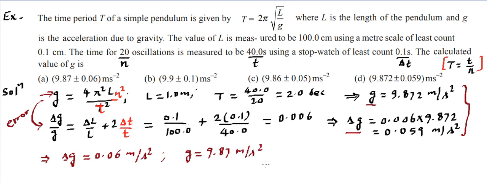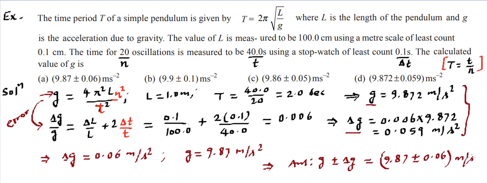Now converting these two together, our answer should be in terms of g plus minus delta g. So if we rewrite it, it should be written as 9.87 plus minus 0.06 meter per second square. So this should be our final answer. Now check which option you are going to find it.